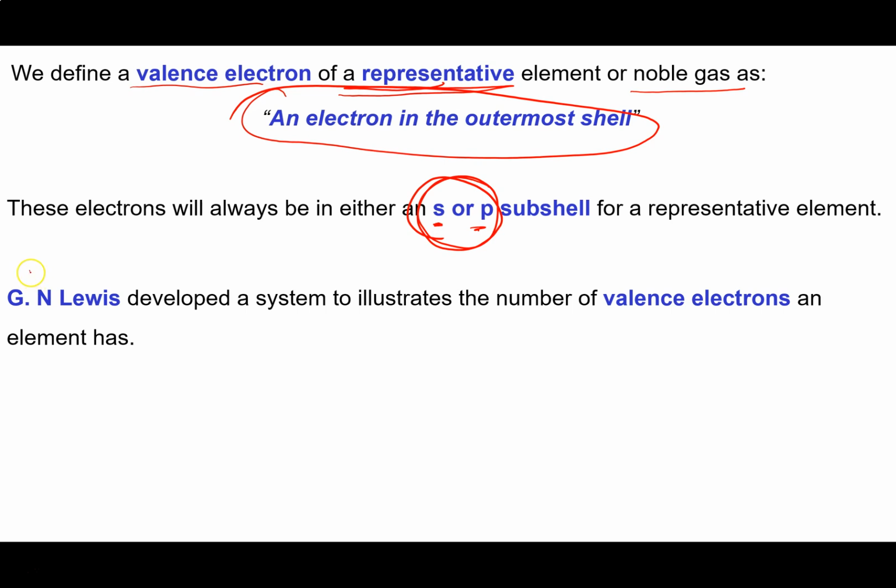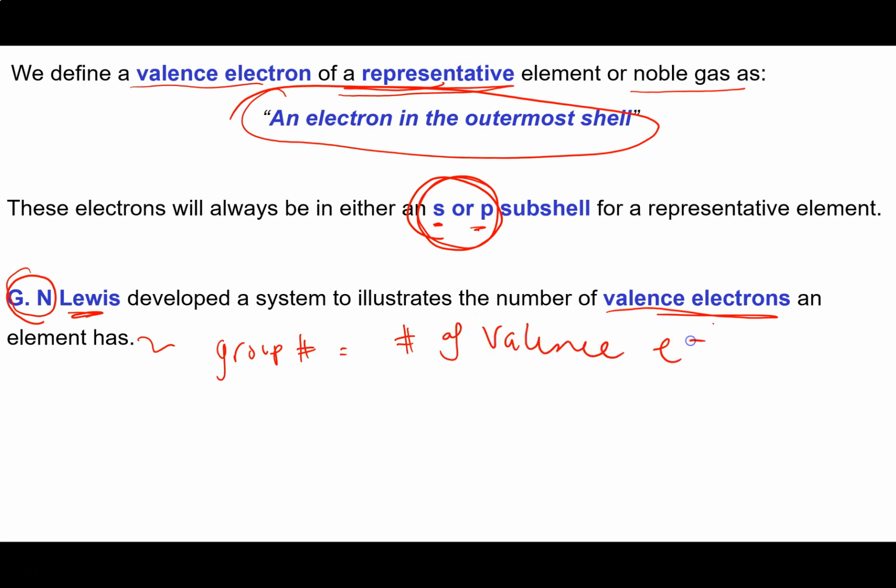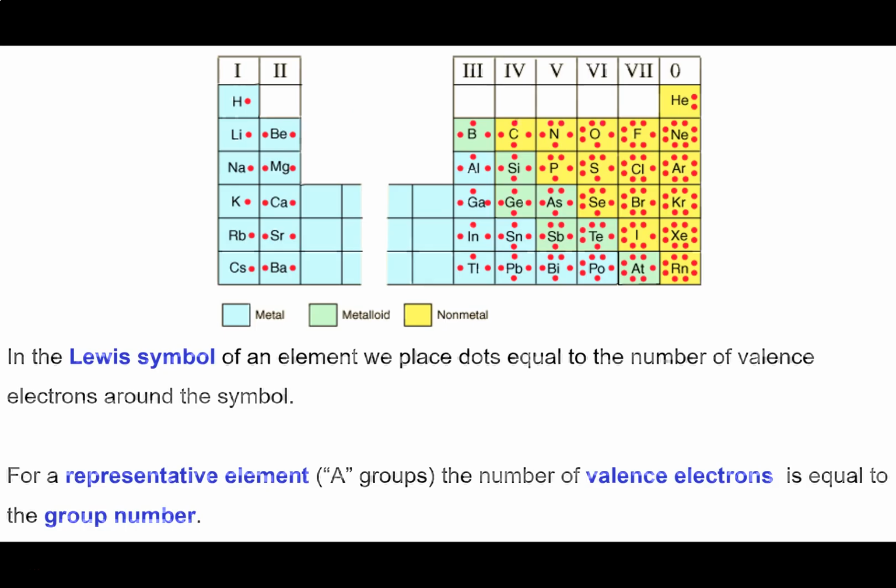Now, there's an American chemist by the name of Gilbert N. Lewis, and he developed a really simple system for illustrating the number of valence electrons an element has. And just remember that for the representative elements, the group number equals the number of valence electrons. Okay, and that makes everything real simple.